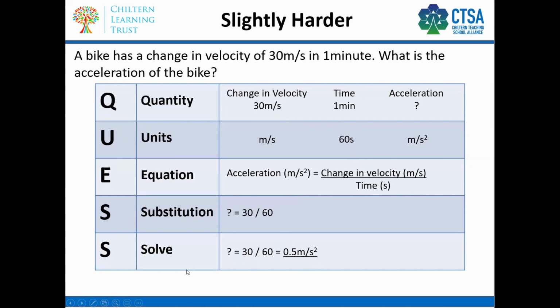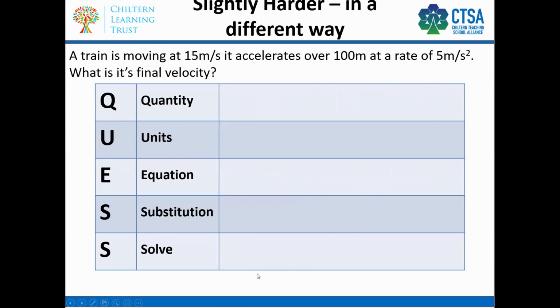So again, it can be harder in a different way. If there's not any units to convert, we might have to do something extra in the solve section instead. So let's look at that now. So a train is moving at 15 meters per second. It accelerates over 100 meters at a rate of 5 meters per second squared. What is its final velocity?